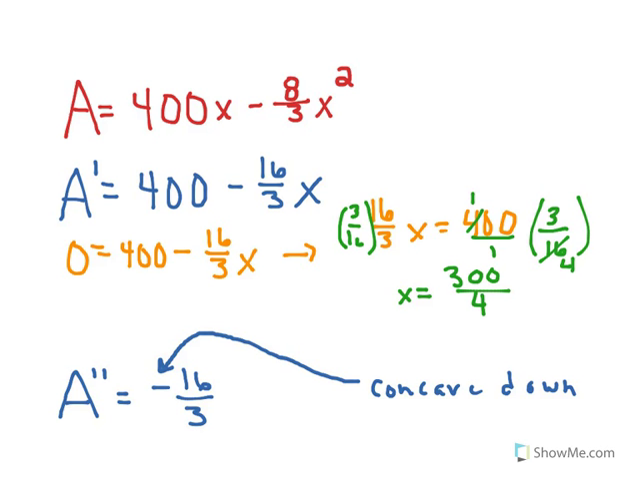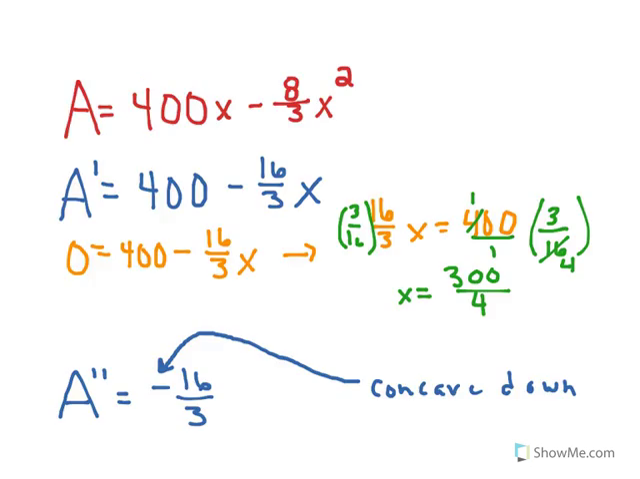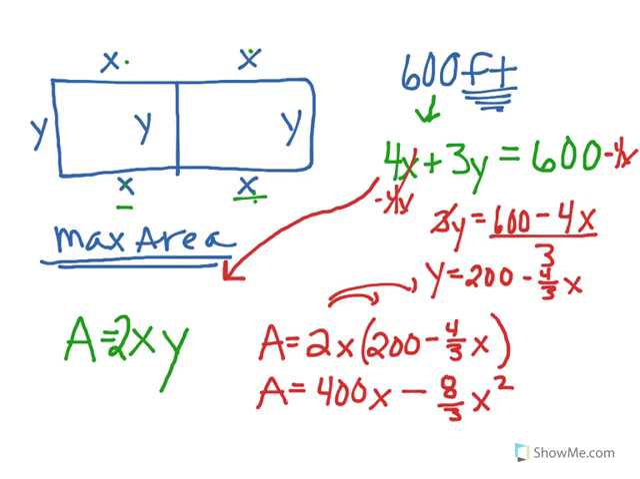I might be done if that's all they wanted me to find. They want me to find the length and width that give the maximum total area. I found x being 300 over 4. I'm going to write this on this next page. x equals 300 over 4. But now I've got to figure out what y is going to be. So to figure out what y is going to be, I'm going to look back to my original equation. And here it is. y is 200 minus 4/3 x.